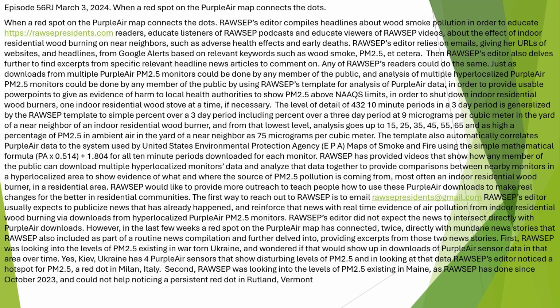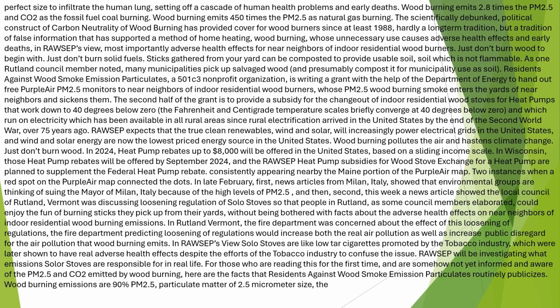Second, ROSEP was looking into the levels of PM 2.5 existing in Maine, as ROSEP has done since October 2023, and could not help noticing a persistent red dot in Rutland, Vermont consistently appearing nearby the main portion of the PurpleAir map.